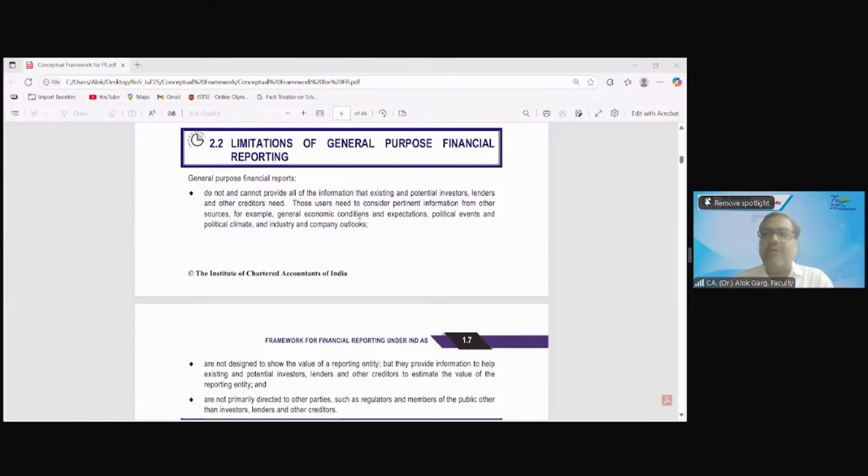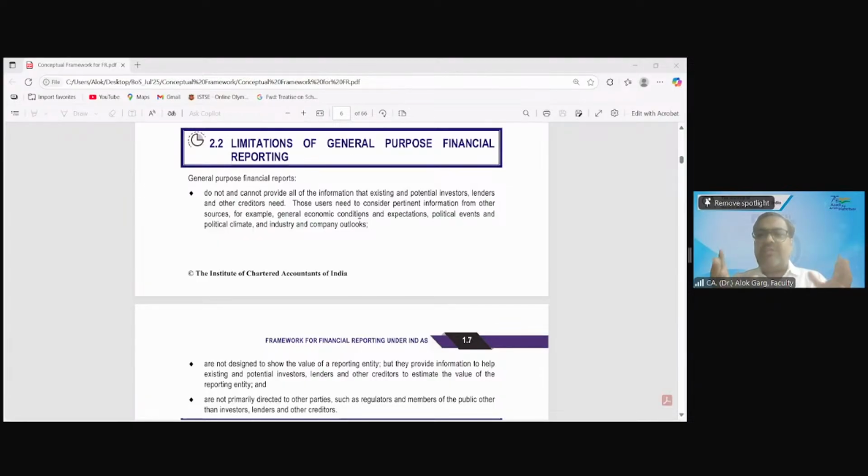Are they providing forward looking information about what will be the future of the company? What will be the profitability of the company in the future? What kind of revenue will the company earn in future? It is a financial statement as at or for the year ended 31st March. So normally, what is the business outlook? What is the future of the company? What is the potential of the company?